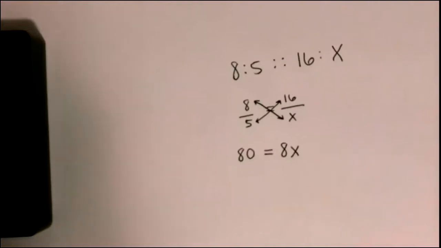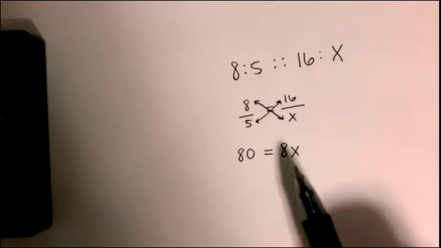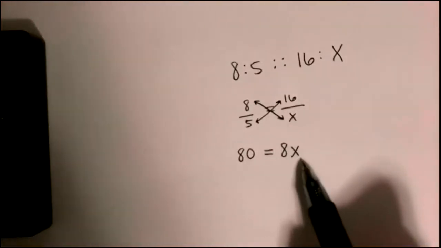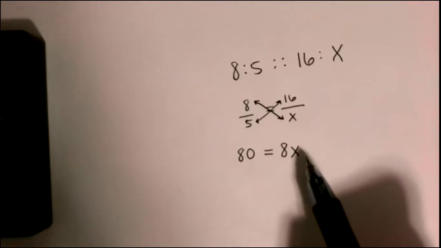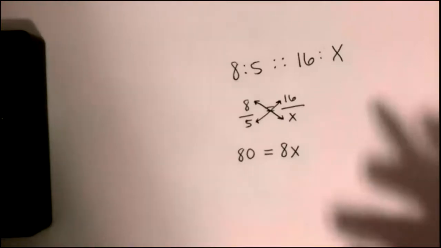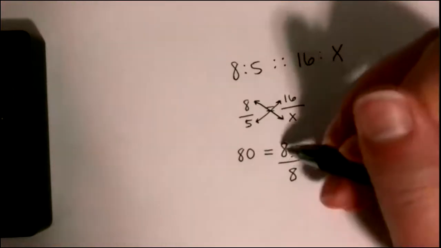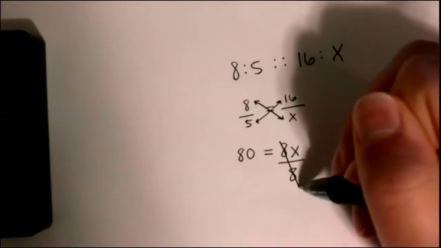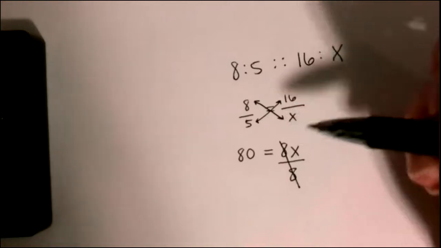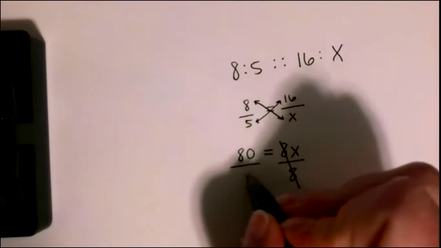Now, the point of this equation is to solve for x. We want to get x by itself. Here I have 8 times x, so we want to do the opposite of multiplication, which is division. If I divide off 8 here, that is going to cancel off my 8. But whatever I do to this side of the equation, I have to do to this side as well. So I'm going to divide this by 8.